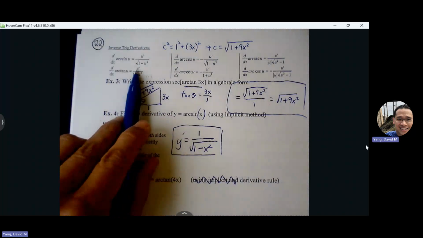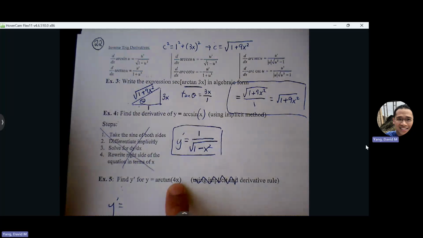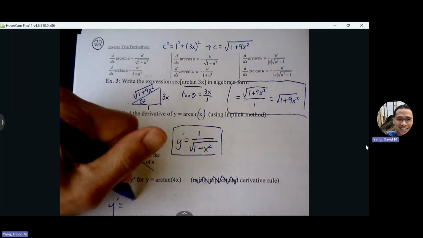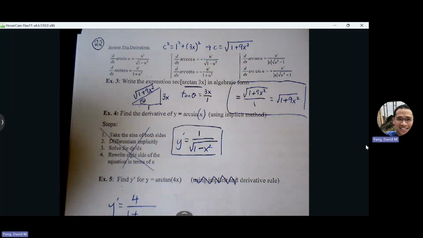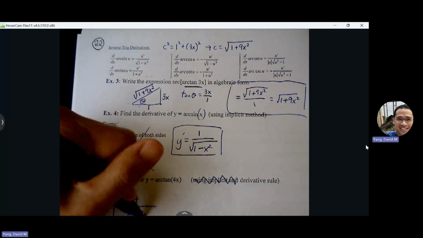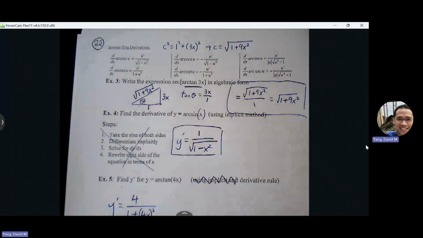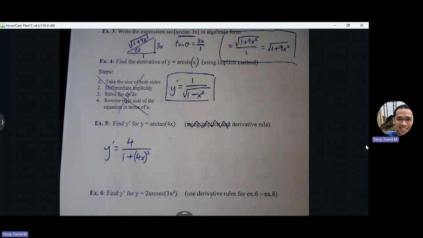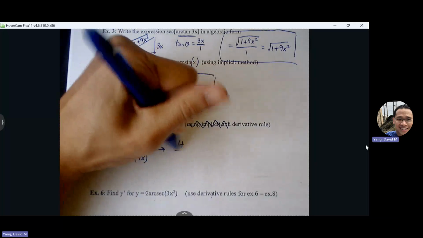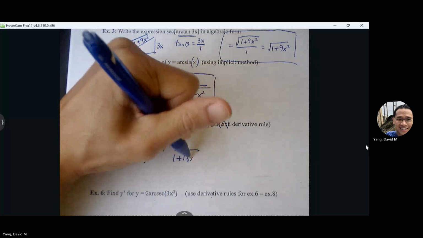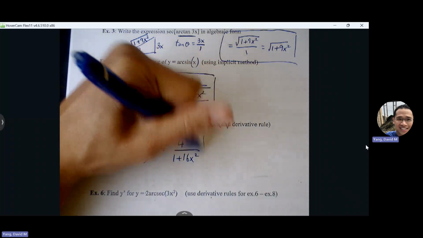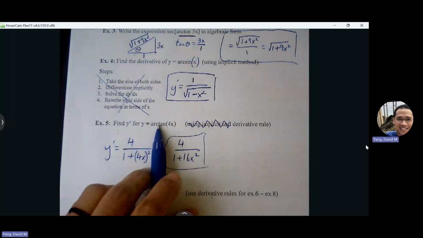u prime. What's u prime going to be? 4. Okay, 4 over 1 plus... Good. So we make sure that we square the entire u value. So it ends up being 16x squared. So again, this is the slope formula for whatever this graph looks like.